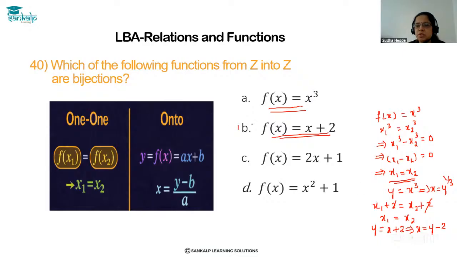Therefore, option B is correct, which is this function is bijective. You need not check the remaining two because only one option is correct. Multiple correct options are not there in KCET. Got it? So option B, f of x is equal to x plus 2, is the correct option. Thank you.